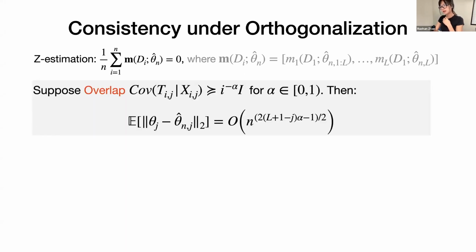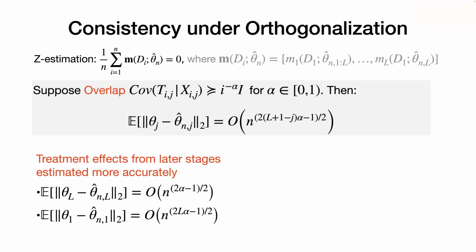So under the overlap condition, which essentially controls the amount of exploration at stage J for unit I, the covariance here is how much the agent is willing to explore as compared to exploiting the current information. And if we have this overlap condition, or the amount of exploration condition, our theta J can be estimated with this rate here. And L is the horizon of the episode, or the length of the trajectory.